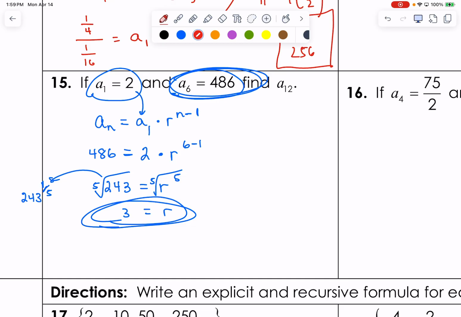Oh. I learned this in pre-calc. Yeah, you should have. Now, do we have the common ratio? Don't worry, I'll review it next chapter.